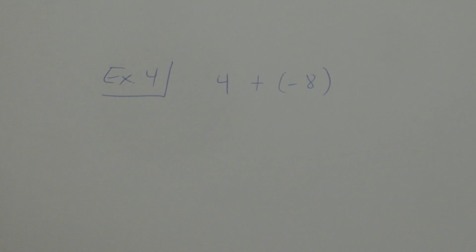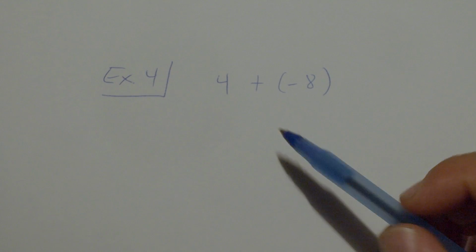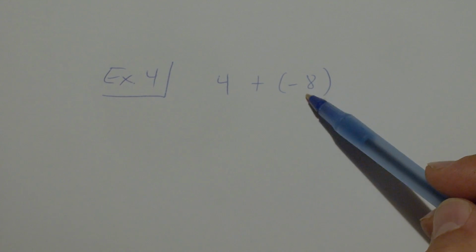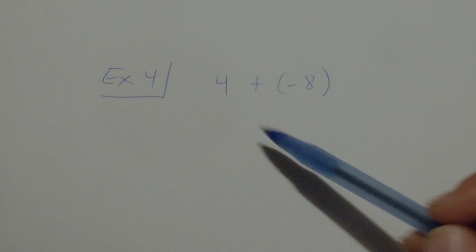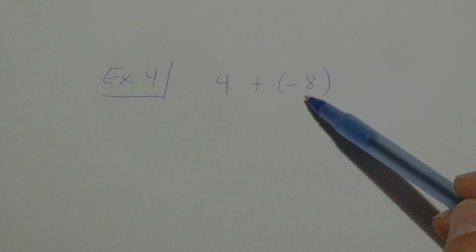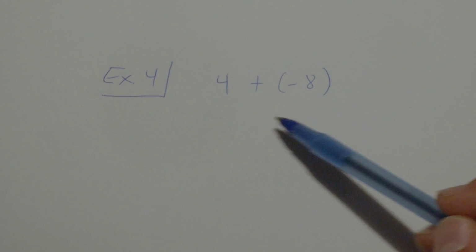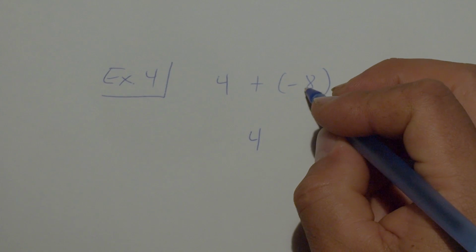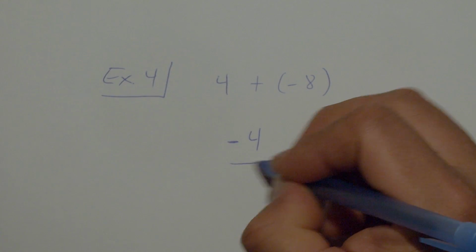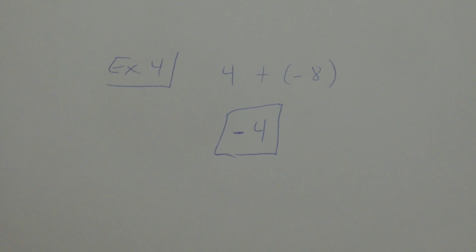And example 4. So the sign here is positive, the sign is negative. We're adding different signs, therefore we're in case 2. The absolute value of this is 4, absolute value of this is 8, and then big minus small: 8 take away 4 is 4. And it looks like the negatives win. There's more negatives. -4 is our answer right there.